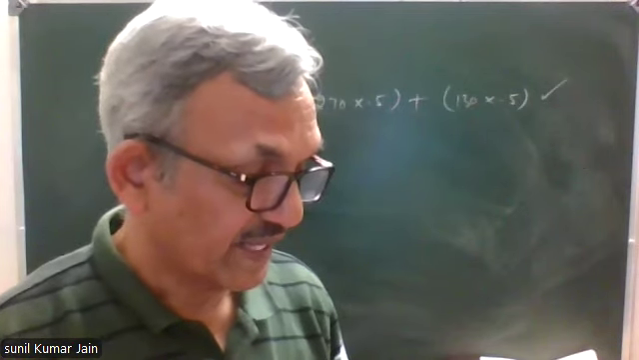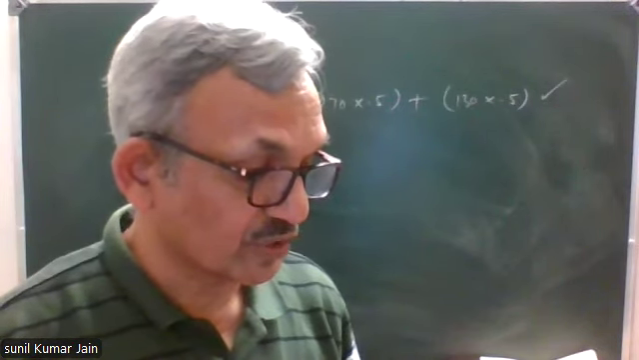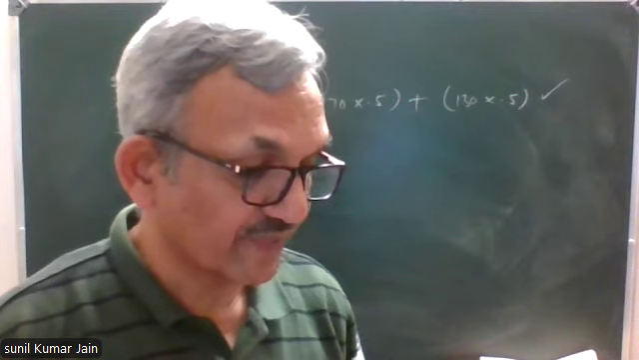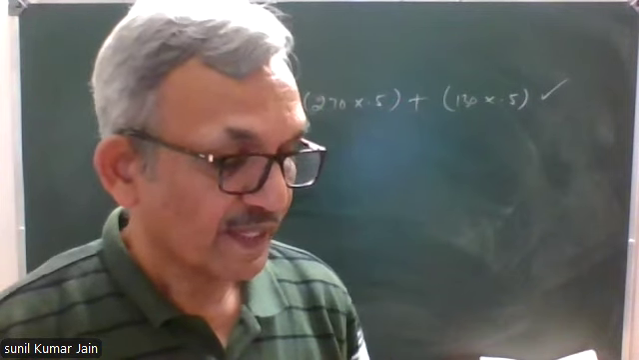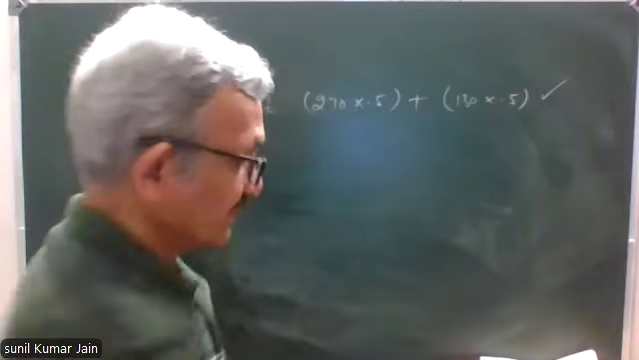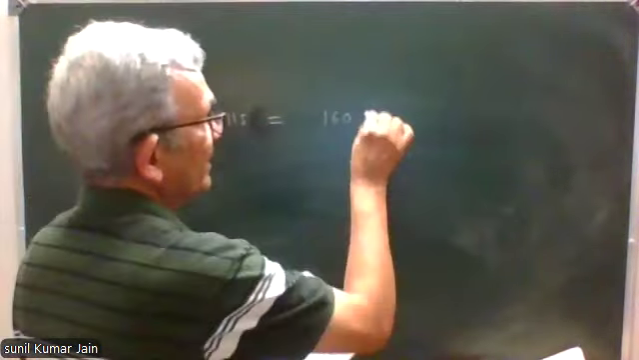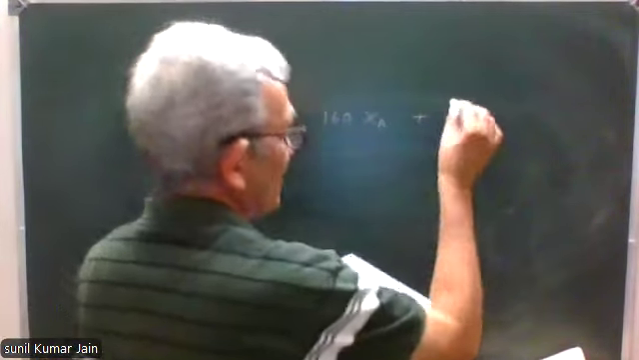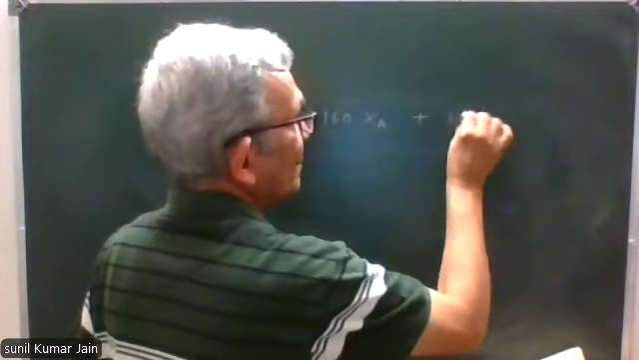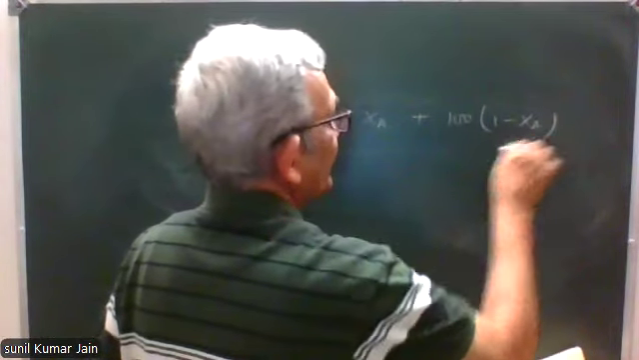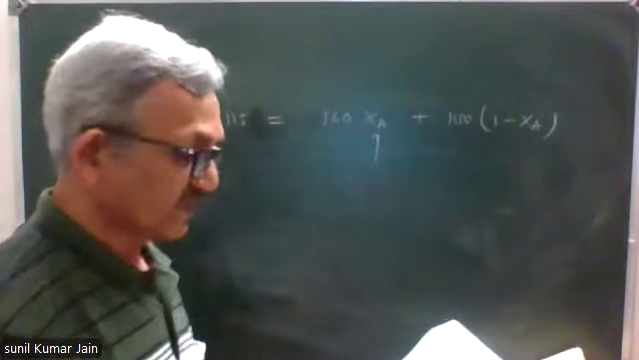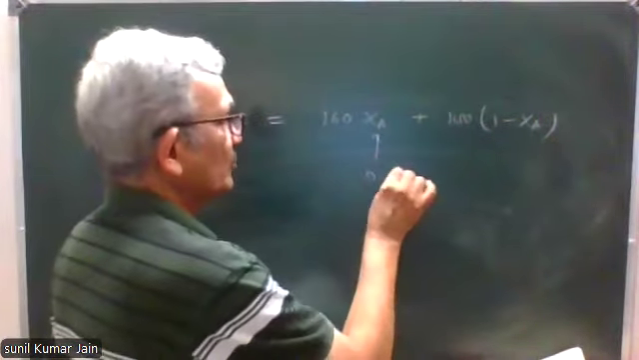Ninth numerical. Calculate mole fraction of A in a solution of A and B whose total vapor pressure is 115 millimeters. P naught A and P naught B values are given. Now, P solution is 115, P naught A is 160, and we have to calculate mole fraction of A, into chi A, plus P naught B is 100 into 1 minus chi A. From this, calculate the value of chi A, that will be the answer 0.25.